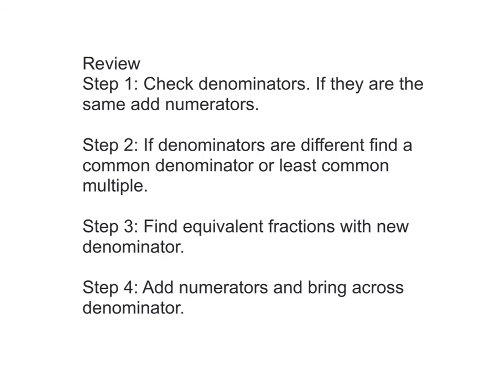To review, step 1, check the denominators. If they're the same, all you need to do is add the numerators and keep the same denominator. Step 2, if the denominators are different, find a common denominator or the least common multiple. Step 3, find equivalent fractions with the new denominator. Step 4, add the numerators and bring across the denominator.